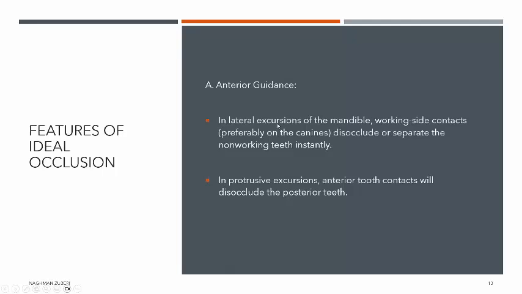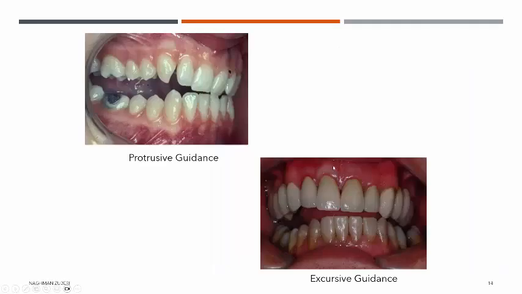Anterior guidance. In lateral excursion of the mandible, working side contacts preferably on the canines, meaning canine guidance, and it will disocclude or separate the non-working teeth instantaneously. In protrusive excursions, anterior teeth contact and they will disocclude the posterior teeth. This is the protrusive guidance, this is the canine guidance. All other teeth are disoccluded.